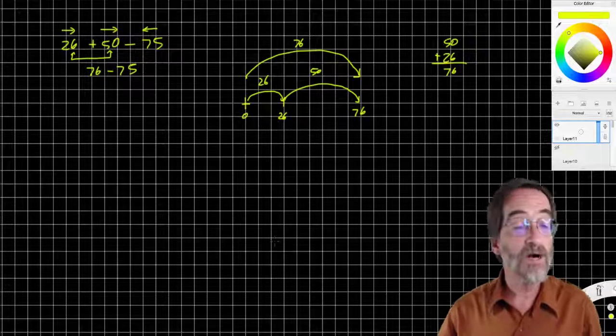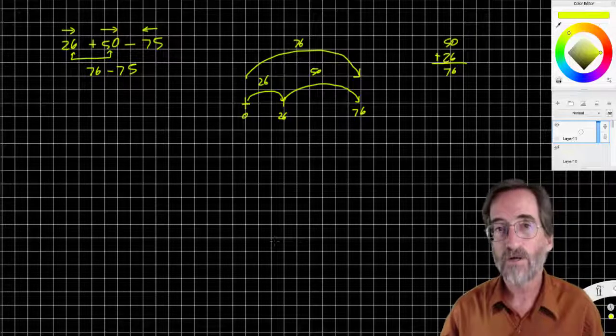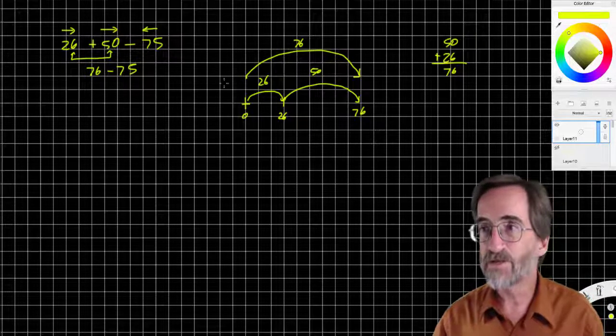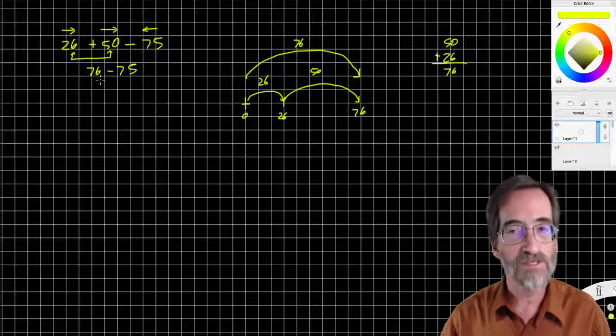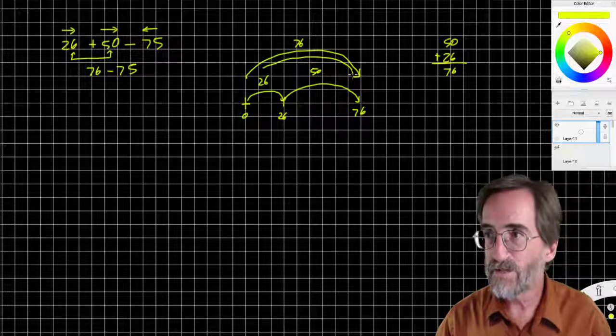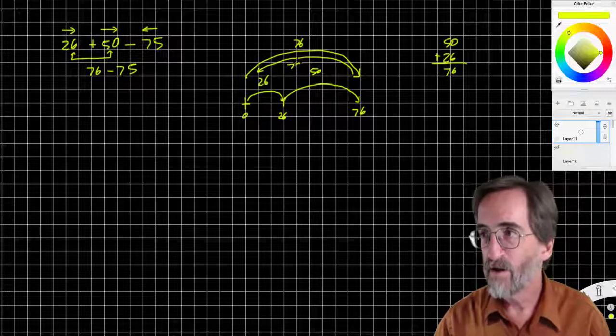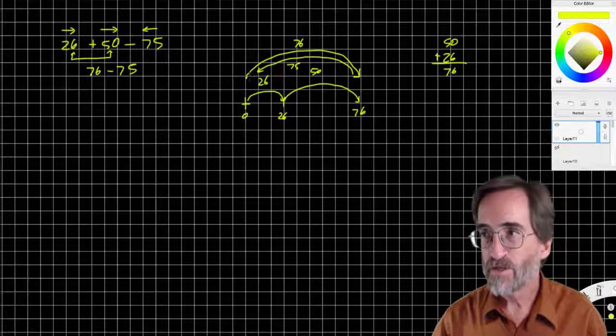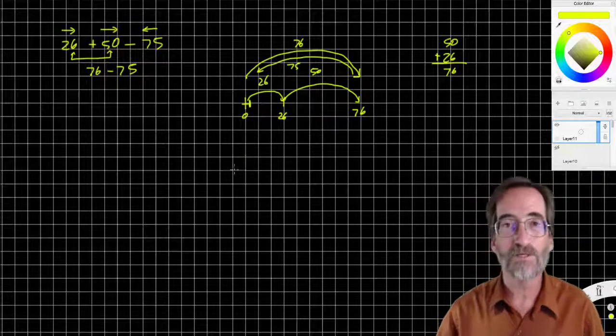Is that enough to get back where I started or go beyond? And the answer is no, because 75 is less than 76. I'm going to come back 75, but I'm going to come just short. So my answer, my number is right in here, just short of reaching 0.